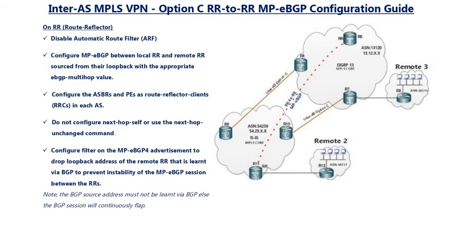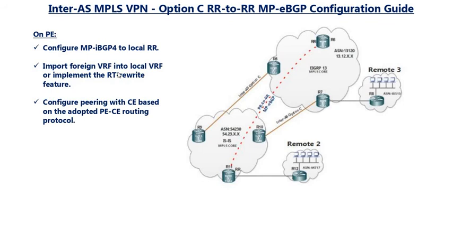Here, we're talking about the required configuration on the PE. This is basically just configuring your MP-IBGP to the local route reflector. So I will take this as a case study. This is the PE in this case. So all you need to do is to configure the MP-IBGP to this local route reflector. Also do the import of VRF entries.